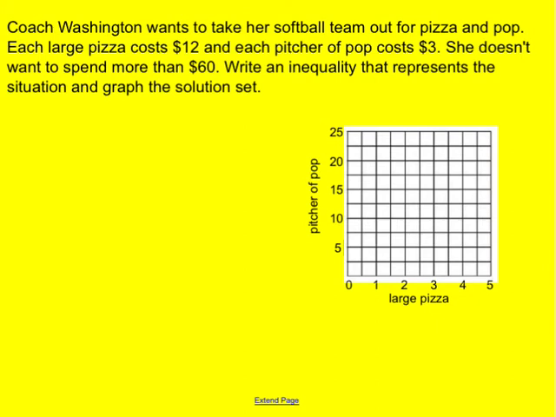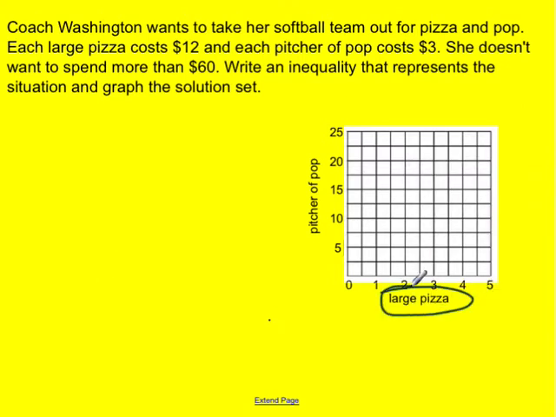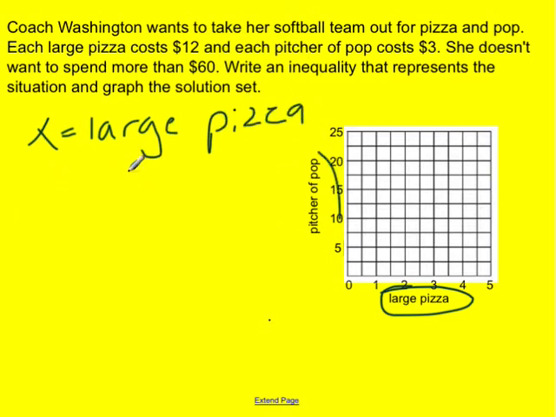Let's take a look at this one. I'm going to get this kind of set up, at least the variable set up, and then I want you to go ahead and write it on your own. So it gives us on the x-axis that X represents the large pizza. So X is going to be your large pizza. Y is going to represent your pop.